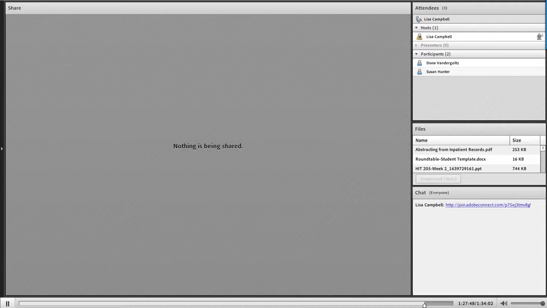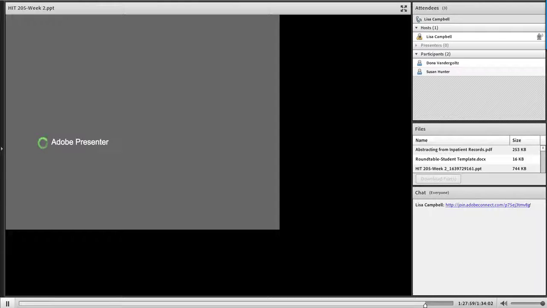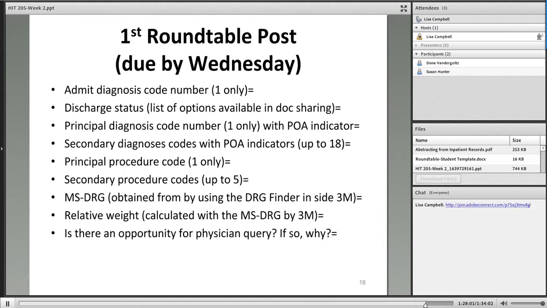Number 1, I've given you a template to follow for your posting, because your post has to consist of the responses for the two cases by Wednesday. So the file that's listed in here, let's see, what's it called? Oh, the little box is so small. Let me go to my box. It is called Roundtable Student Template.